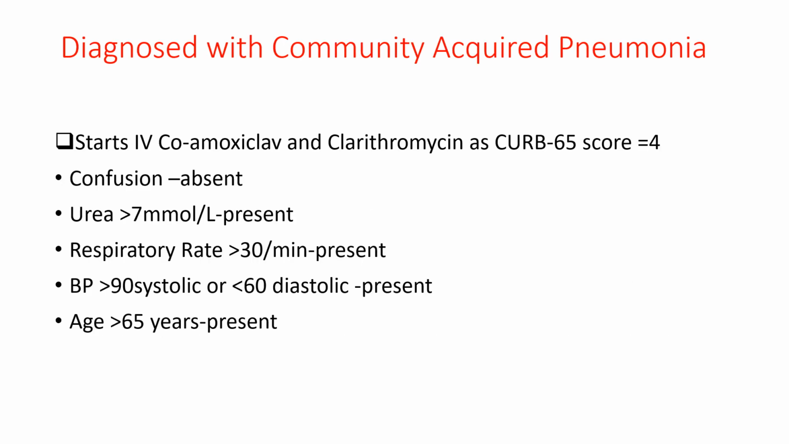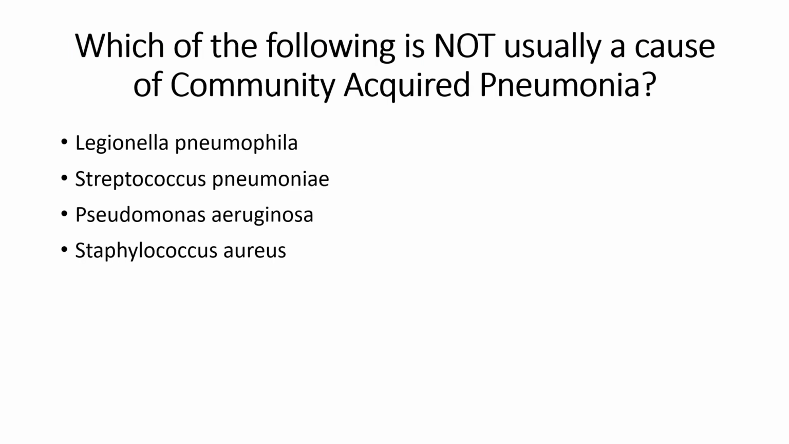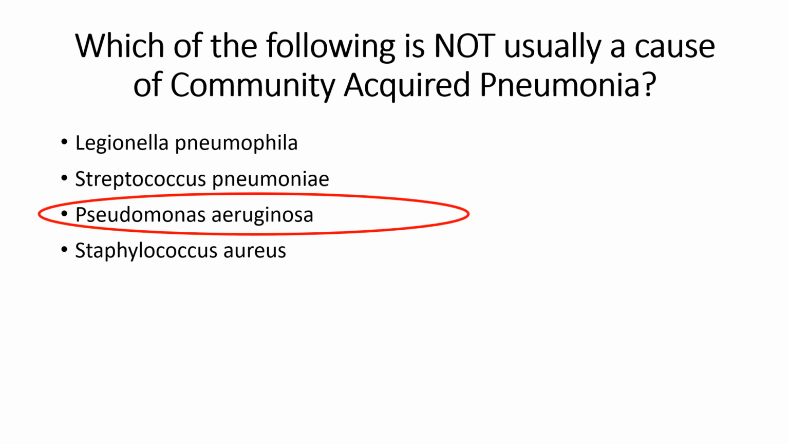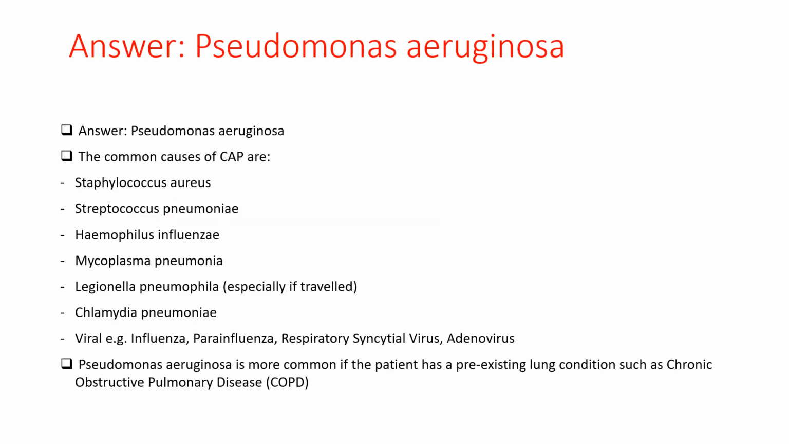The patient is diagnosed with community acquired pneumonia. He is on co-amoxiclav and clarithromycin. His CURB-65 score is 4. Now, which of the following is not a cause of community acquired pneumonia: Legionella, Streptococcus, Pseudomonas, or Staphylococcus? The answer is Pseudomonas. Pseudomonas is a cause of healthcare associated pneumonia. The common causes of community acquired pneumonia are Staphylococcus aureus, Streptococcus pneumoniae, Mycoplasma, Haemophilus, Legionella, Chlamydia, and viral causes. Pseudomonas, as said before, is a cause in chronic obstructive pulmonary disease and healthcare associated pneumonia.